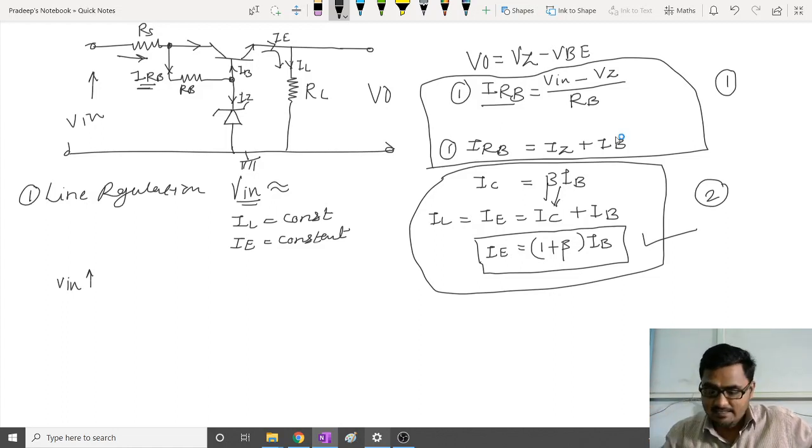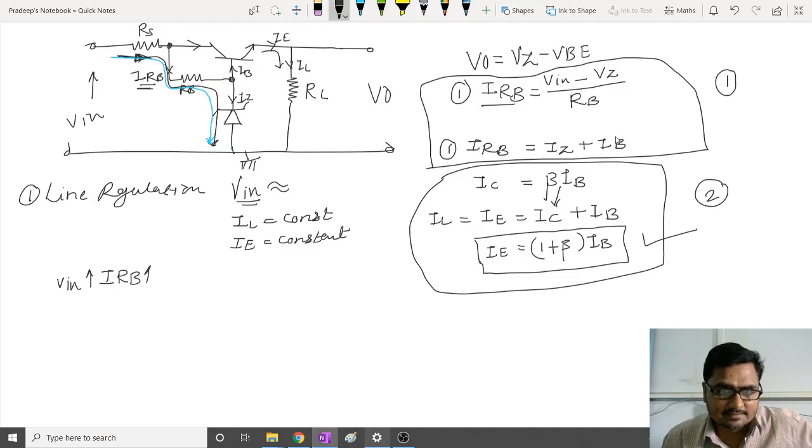So what is that extra current? This is the extra current which I try to insert into the circuit. Now this extra current is nothing but your IRB, and it will try to flow through the zener. This is the extra current that I have inserted, and it is now flowing through the zener. It means if the input voltage increases, then IRB will start increasing. So if IRB is increasing, IZ will start increasing.